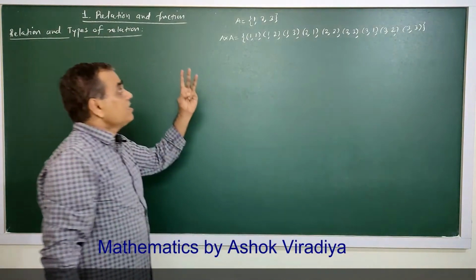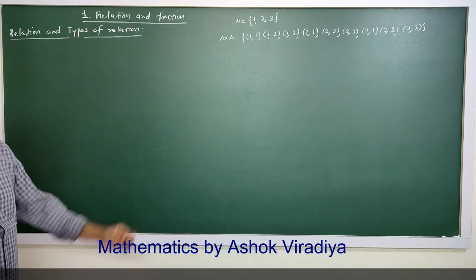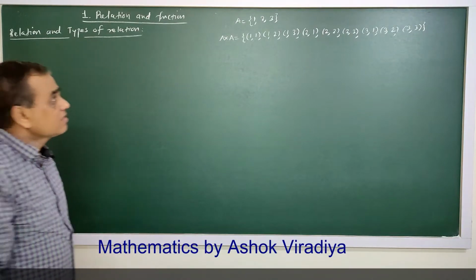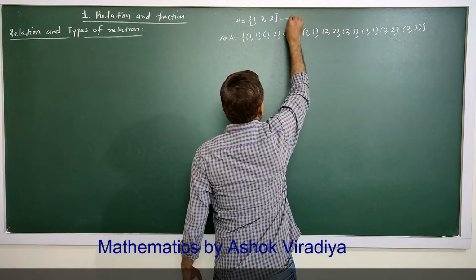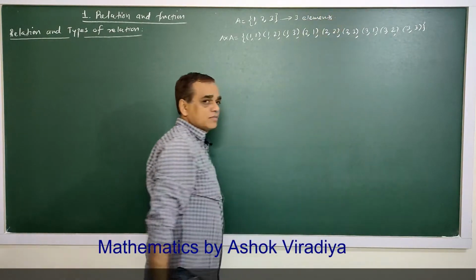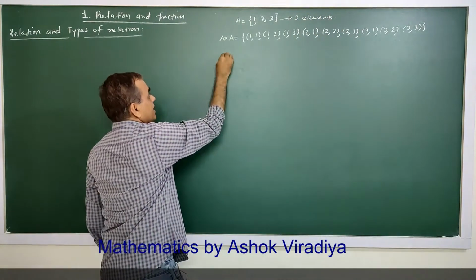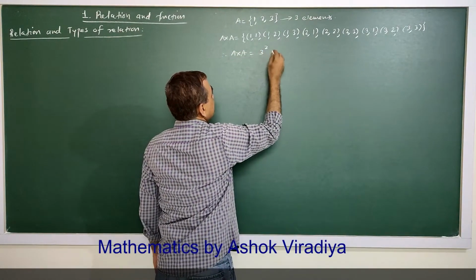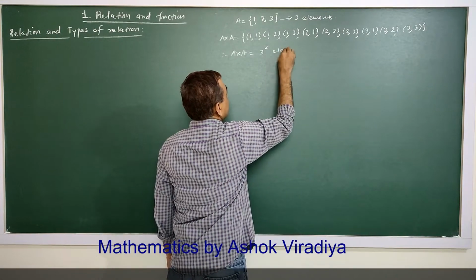So A has 3 elements. A cross A has 9 elements. Here A has 3 elements, so A cross A has 9 elements, 3 into 3, 3 square elements.